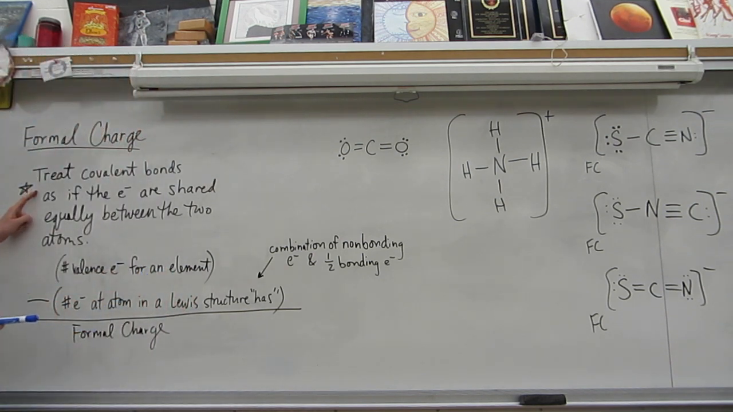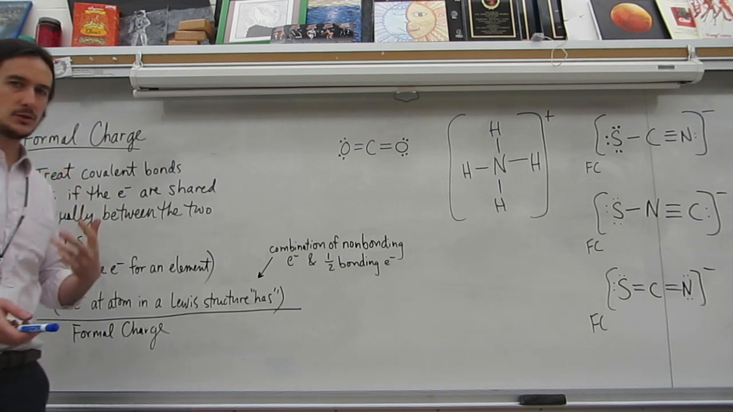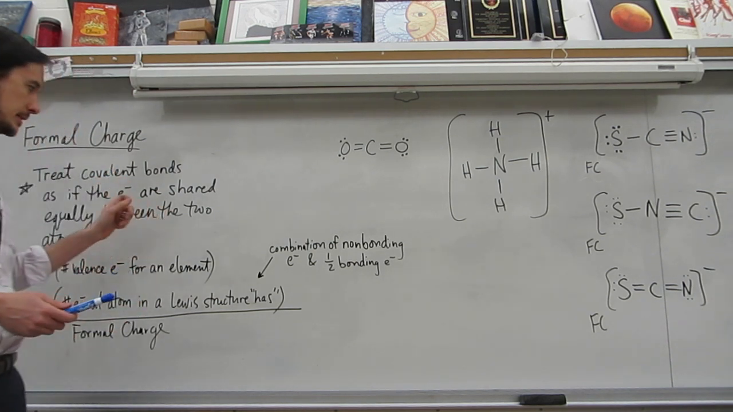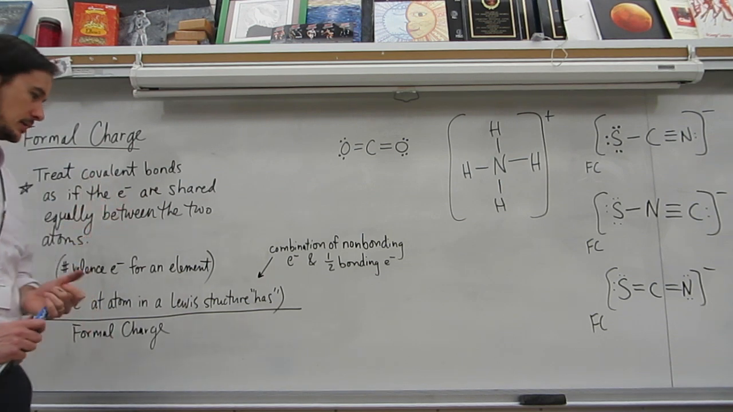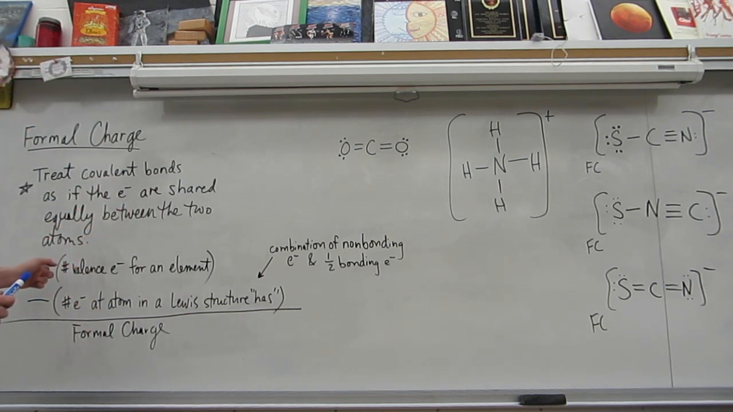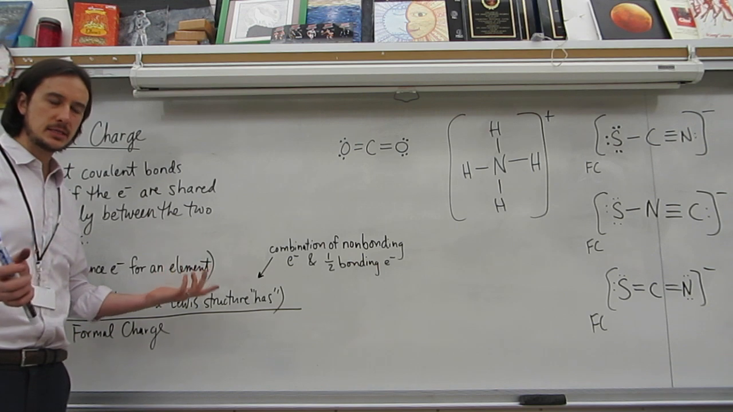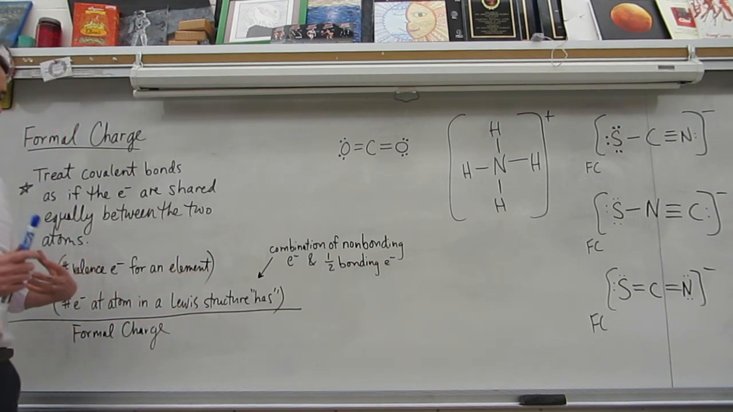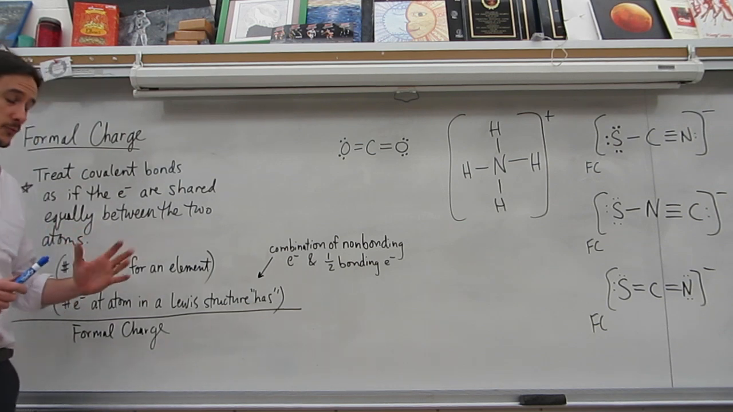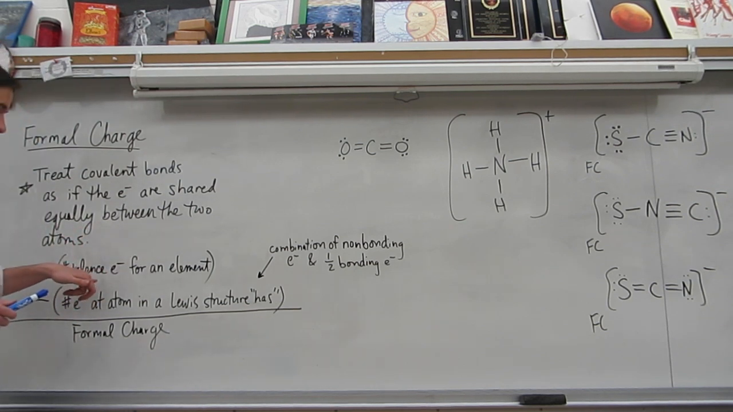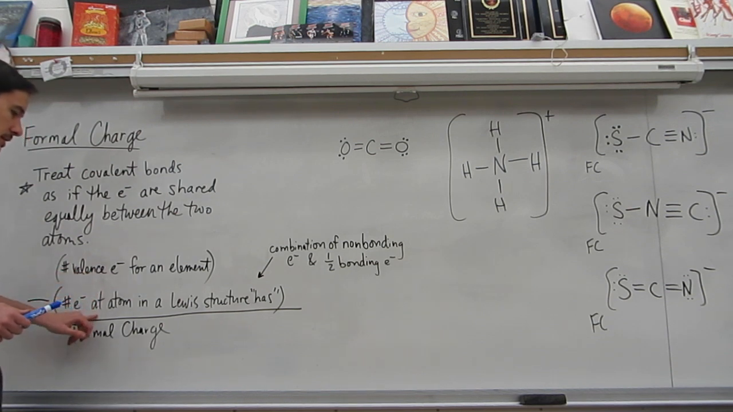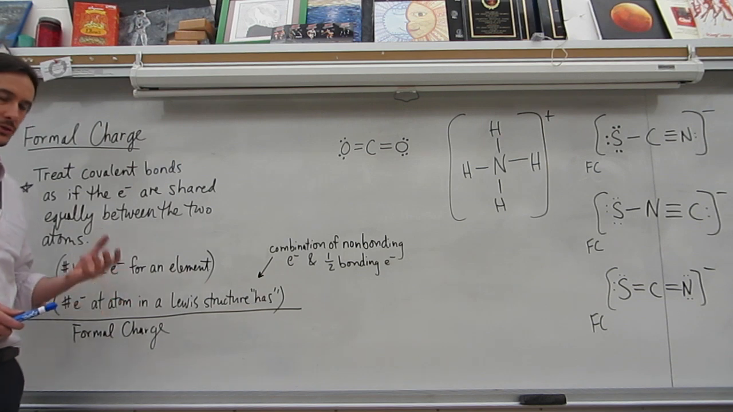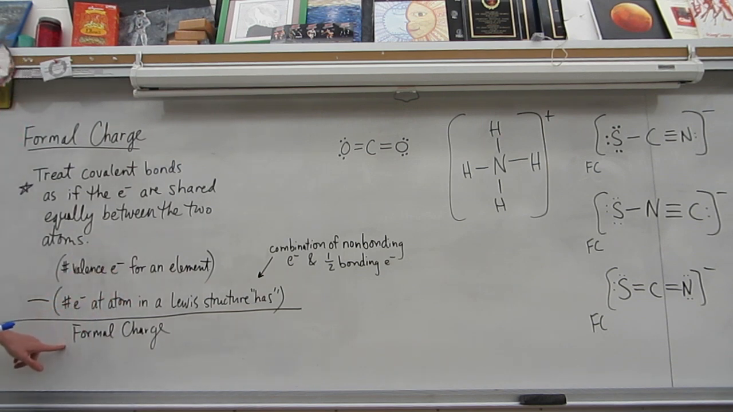So treat covalent bonds as if the electrons are shared equally. When you are doing formal charge, this is what you do, even though they're not. To find formal charge, you can find some formulas in textbooks. I tend to like to just look at it and think about it instead of worrying about some formula. You start with the number of valence electrons that an element has, and you subtract the electrons that an atom in a Lewis structure has, and then you get the formal charge.